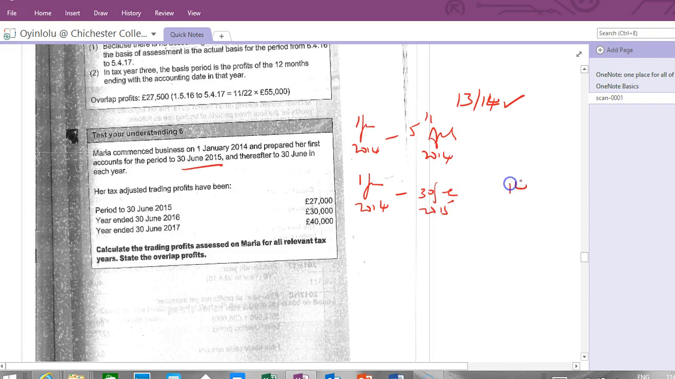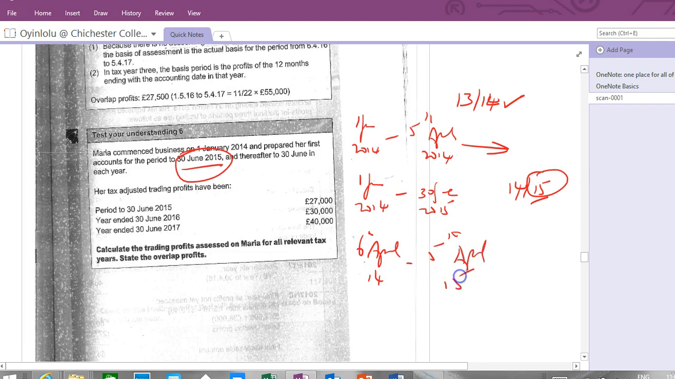So I ask the question, this is my next period. I'm looking for this very first period to sit before the 5th of April 2015. No, it doesn't. So this is my first period, and then my second period must therefore be 6th of April 14 to 5th of April 15. And then I ask the question, can it now sit in the 15-16 period? And yes, it can. So 30th of June, and that's my year end ultimately, isn't it? You can see that's what he's trying to do. 2014 to the 30th of June 2015.